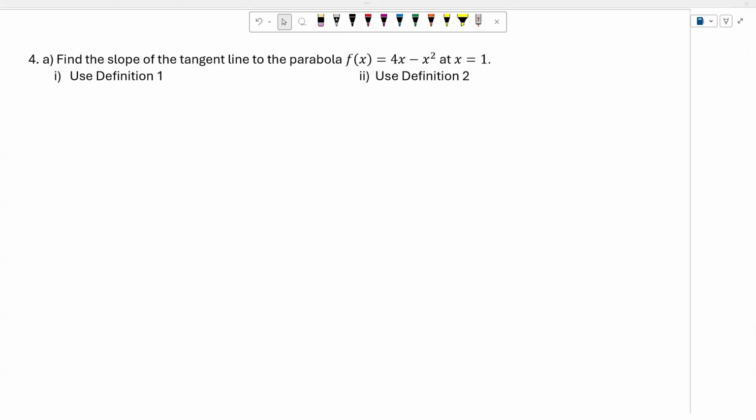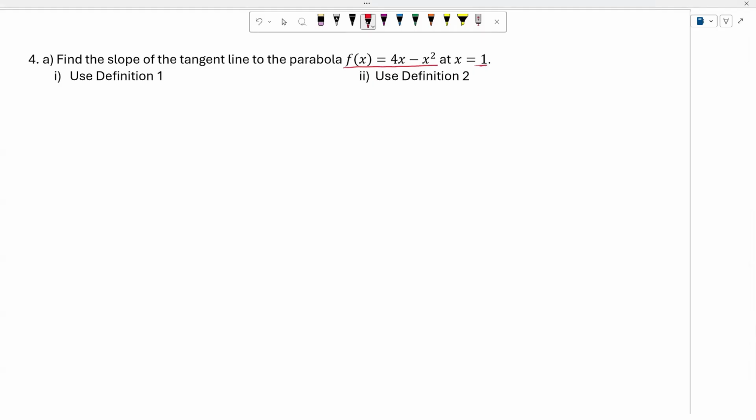Okay, so this problem right here asks me to use definition 1 and definition number 2 to help us work out the problem. Okay, we have the function f of x equal to 4x minus x squared at x equal to 1. Okay, so this is what we want to do.